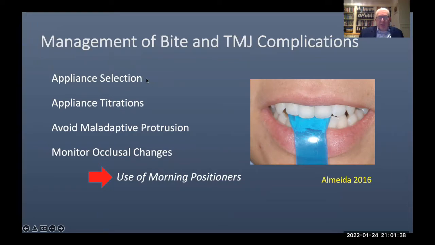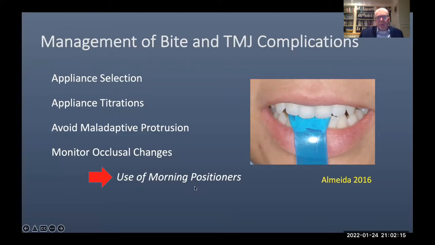That means material selection, fabrication type, and design. The appliance titrations, by that we mean the advancement as an incremental advancement, or a managed advancement would be the best way to say that. So we want to avoid maladaptive protrusion, and we want to avoid any occlusal change. Now, what has become very important in delivery devices is the use of morning positions.